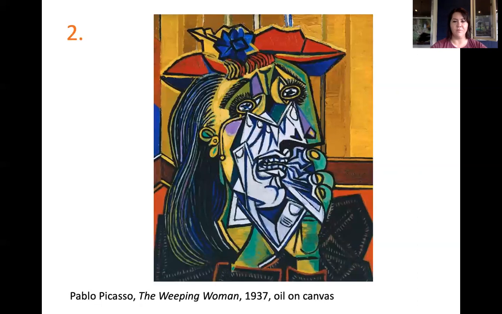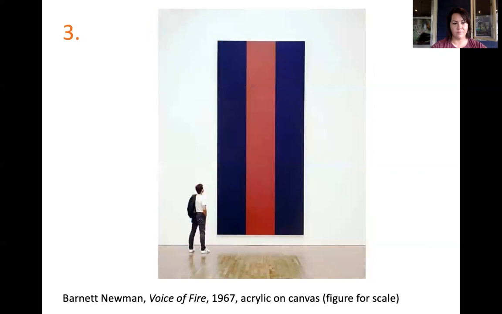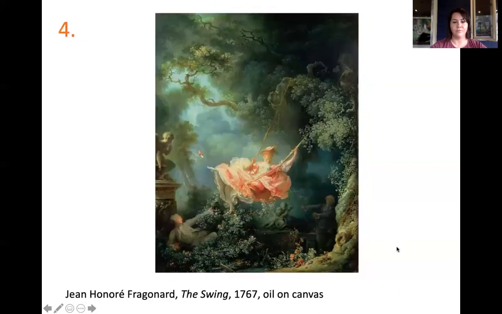Got the Weeping Woman from Picasso. All right, just a note on this image. The figure is for scale. The artwork we're talking about is this large rectangle on the wall. Acrylic on canvas, it's a painting. All right, The Swing by Jean-Henri Fragonard.